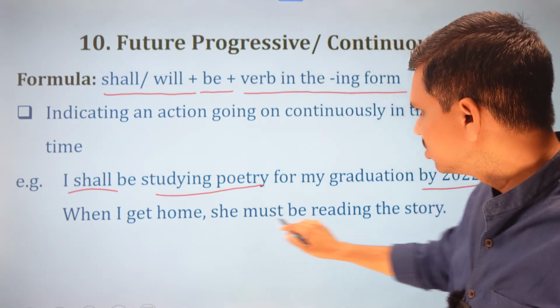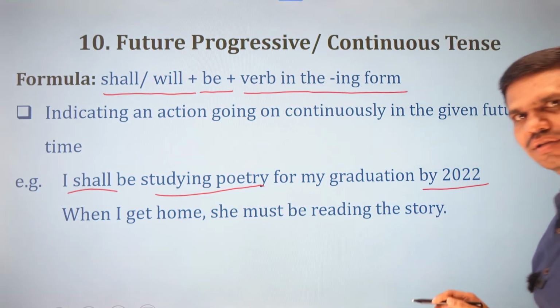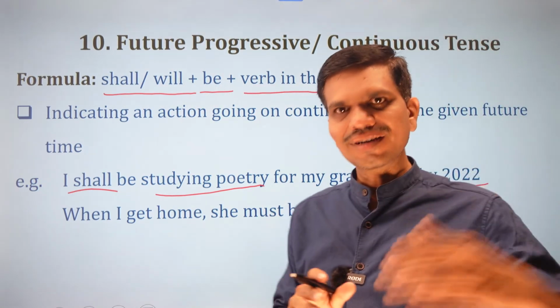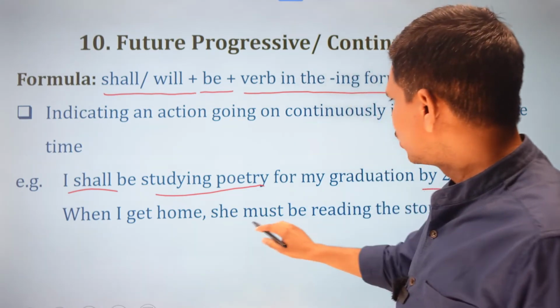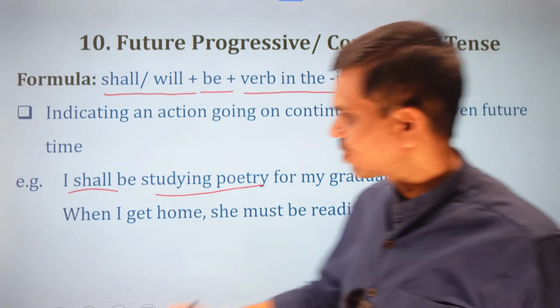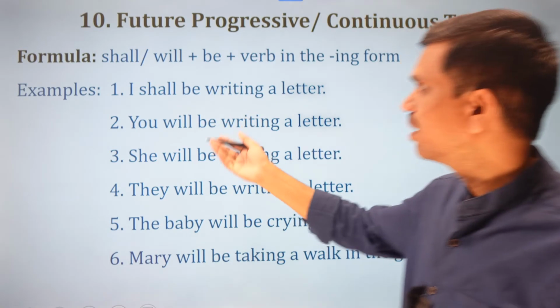When I get home, she must be reading the story, right? Now you are not at home, but you are predicting the future action, that she must be reading the story. Again, let's see our same example.